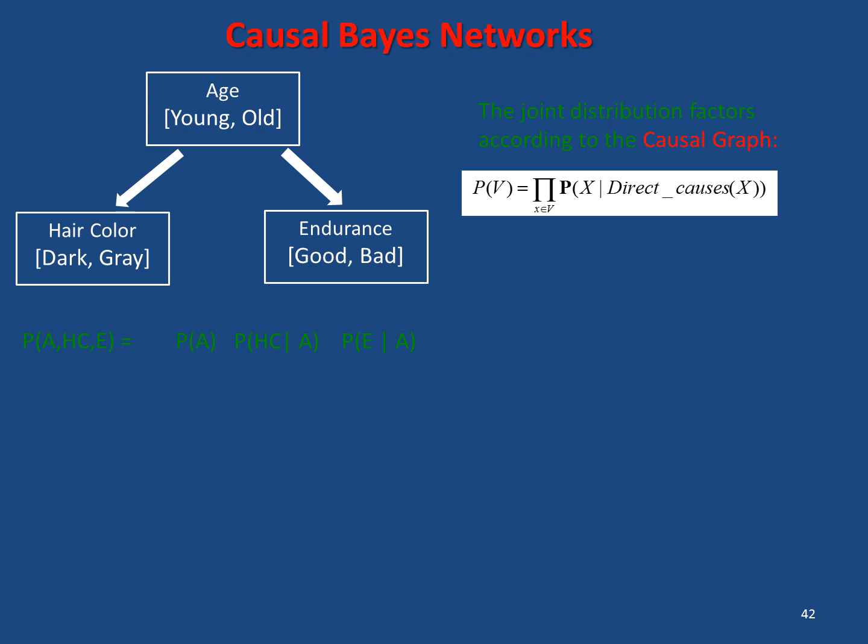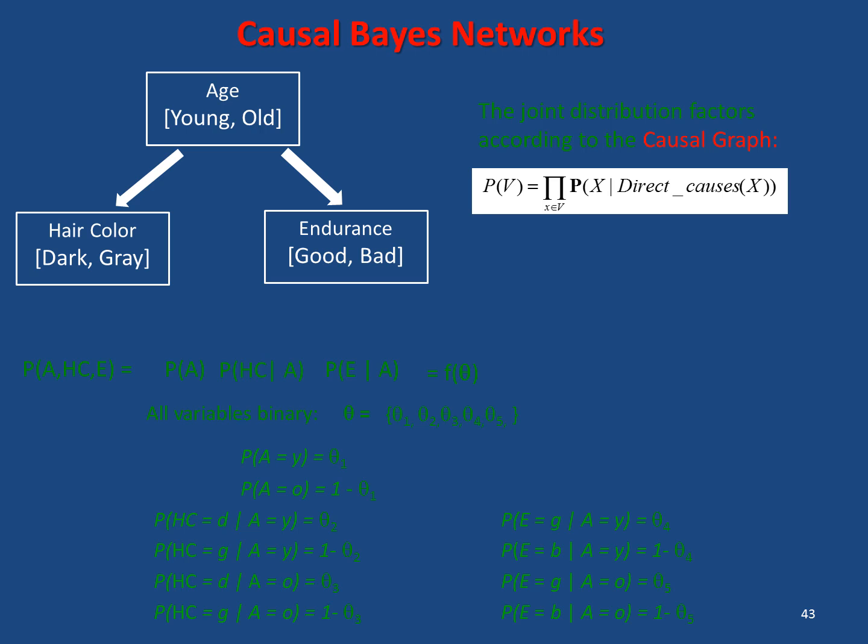And so that is the way I take the joint distribution and factor it according to that causal graph. And that's the essential representational trick to add probability to causal graphs. So they're multiplied on the right? Yes. So if I'm going to calculate the joint, and I put in what's the probability of A equaling young, and HC equaling dark, and endurance equaling good, that's one of the 8 possible states in that joint table. I would look at the probability of age equals young, the probability of hair color equaling dark given age equals young, and the probability of endurance equals good given age equals young. And so I'd multiply those 3 numbers and I would come up with the probability of the joint state.